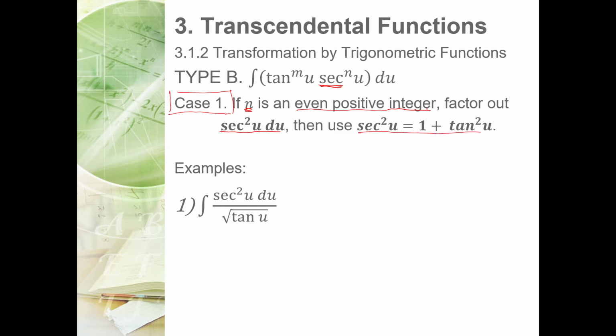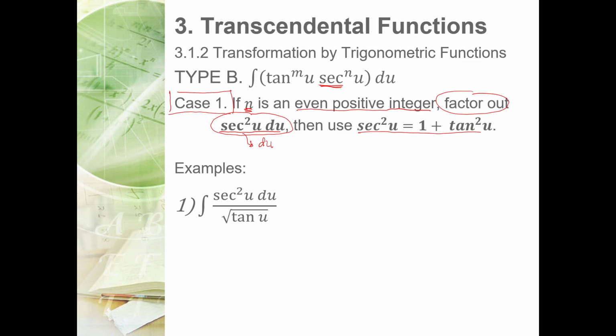Okay, so again, the factored out term is the candidate for your du parameter. So as you noticed, your secant squared u du is your candidate for the derivative, diba? For the u sub. So of course, we can say that the u parameter will be tangent, diba? Because the corresponding derivative of tangent is secant squared u du. So that's what you need to expect in this case. So for type B, case number 1.